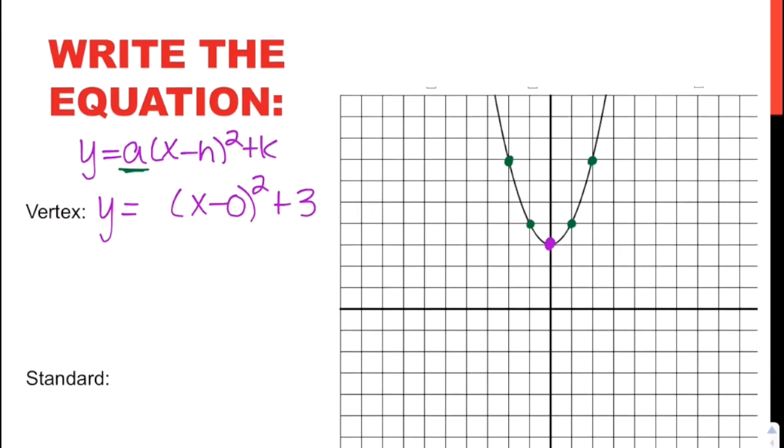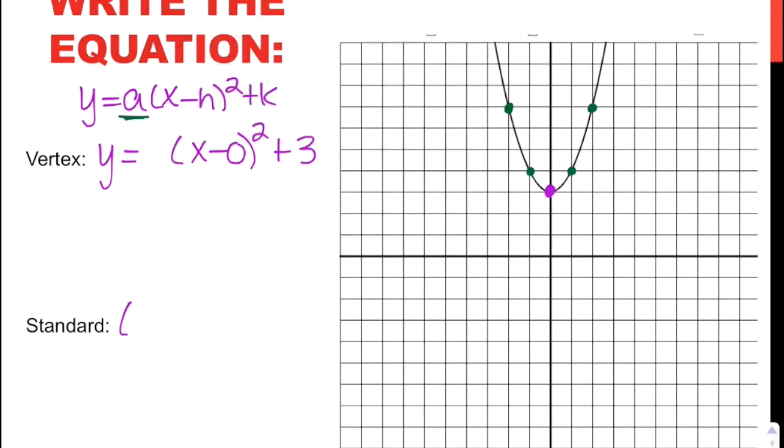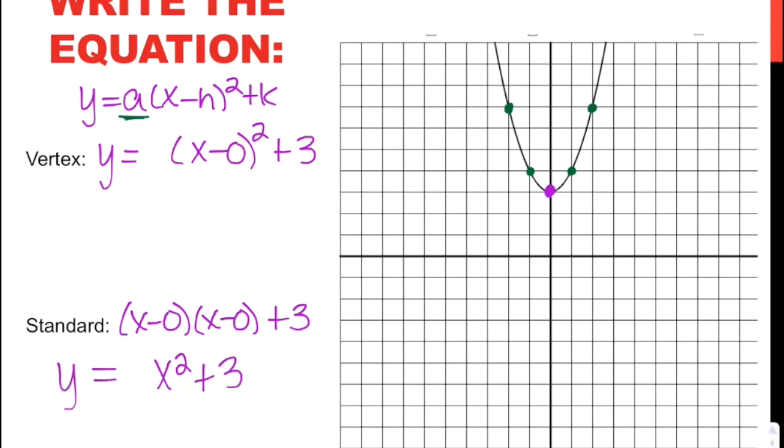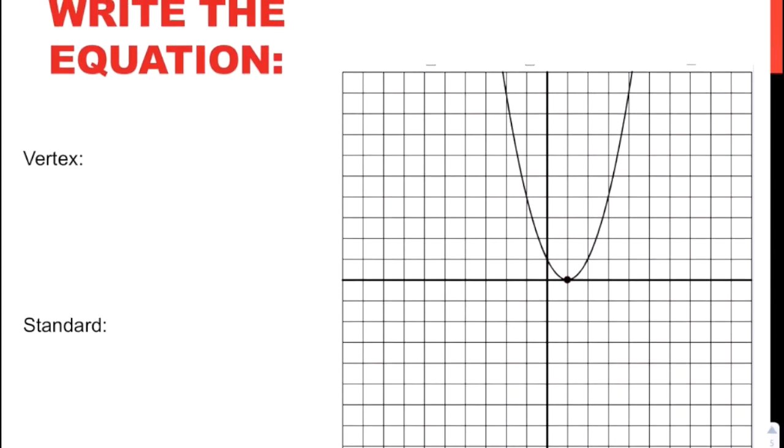Now, to convert this to standard form, if I FOIL this out with zeros, then everything is going to cancel except for the x squared. So the standard form for this graph is y equals x squared plus 3. At this point, I want you to pause the video, try to write the vertex and standard form equations for this graph, and then check with me once you're ready.